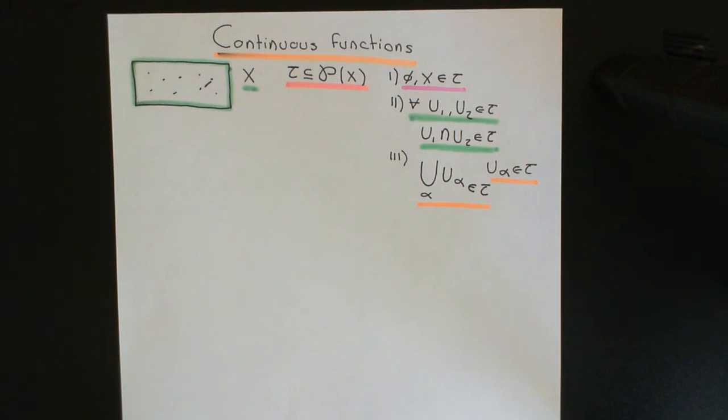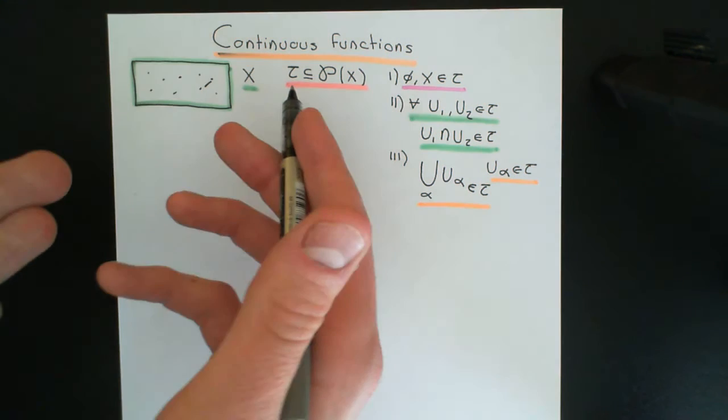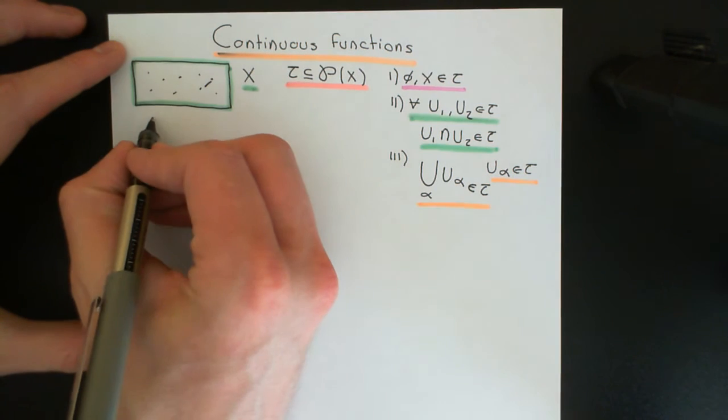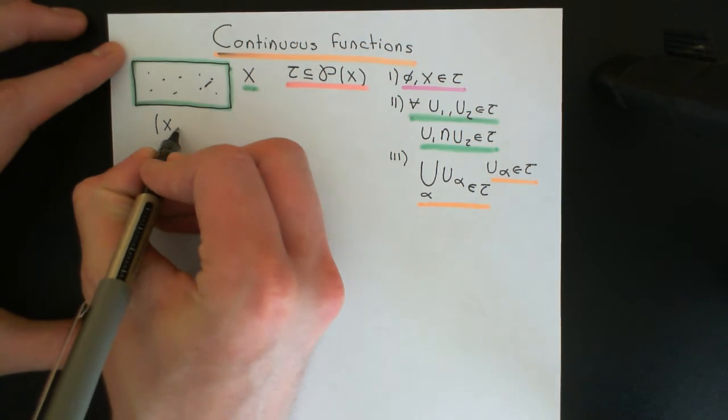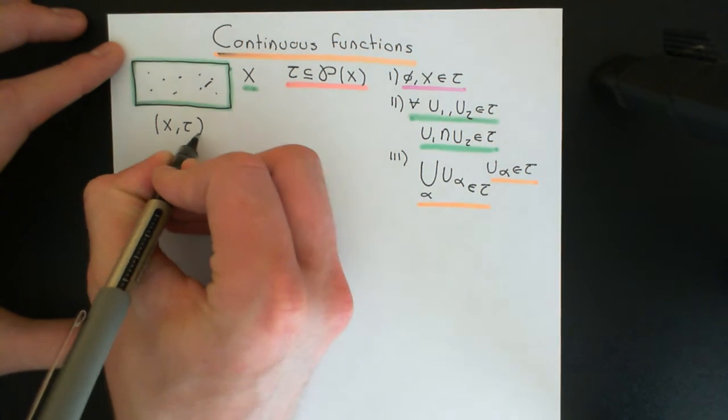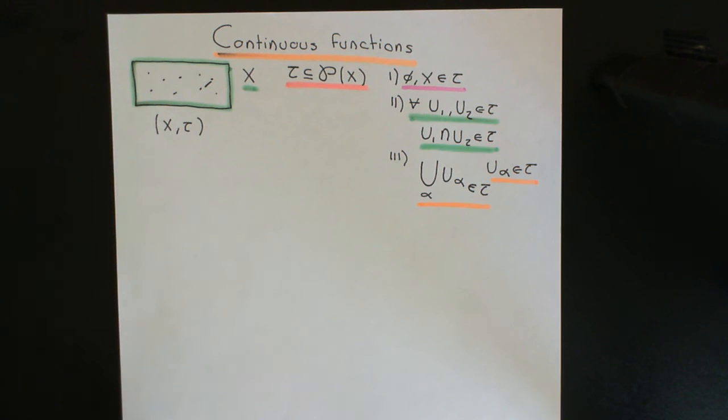Okay, so if you do manage to come up with a subset of the power set of X which obeys those three properties, then you can call that a topology of the set capital X. And then if you associate that topology with the set capital X, then together the set X equipped with that topology is going to be called a topological space. So we've now elevated our set capital X up to a topological space.